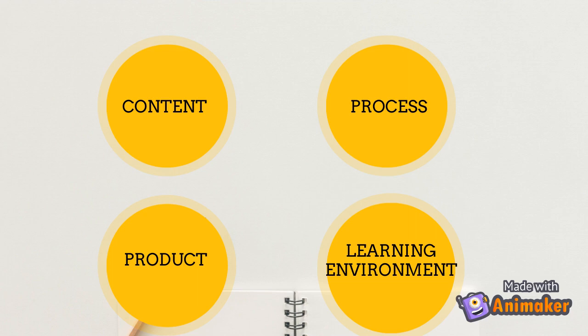The next one is process. Process consists of the activities in which the student engages in order to make sense of or master the content. The next one is product. Product consists of culminating projects that ask the student to rehearse, apply, and extend what he or she has learned in a unit. The last one is learning environment. Learning environment is the way the classroom works and feels.